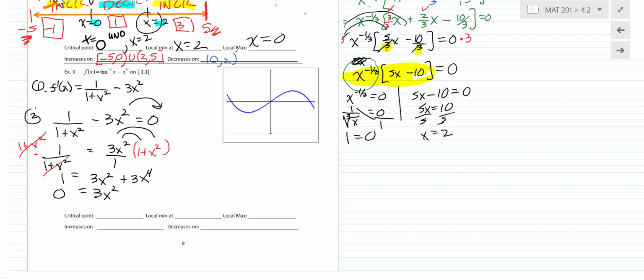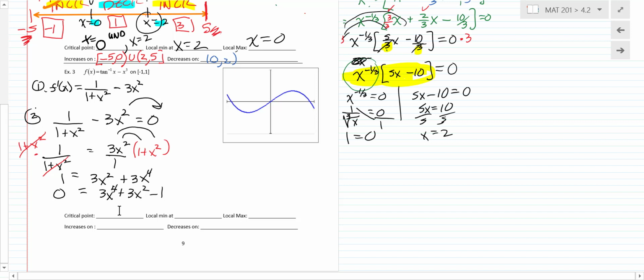Oh, let's write it in this order. We have 3x to the fourth. Like this. It's just easier to factor if you write it in this form. So 3x to the fourth plus 3x squared, and then minus 1 is equal to 0. Okay? All right, so let's see if this one will factor.